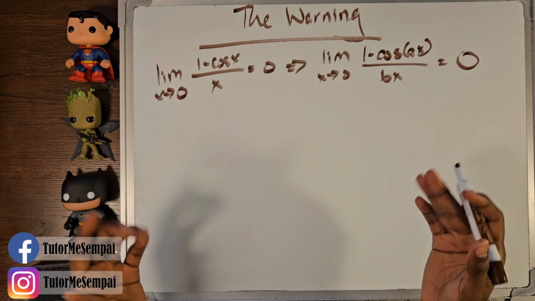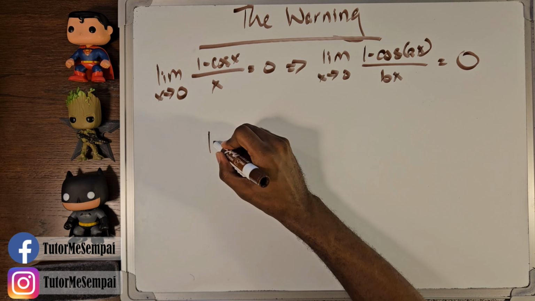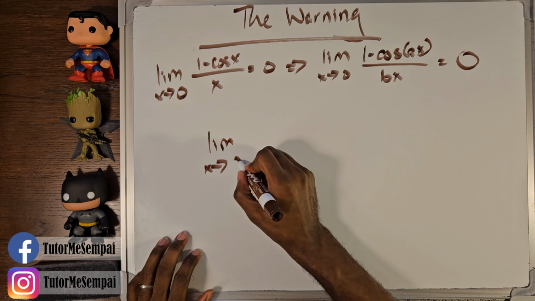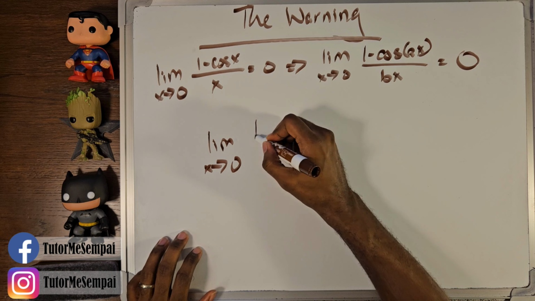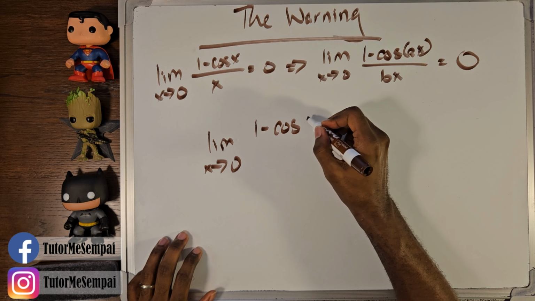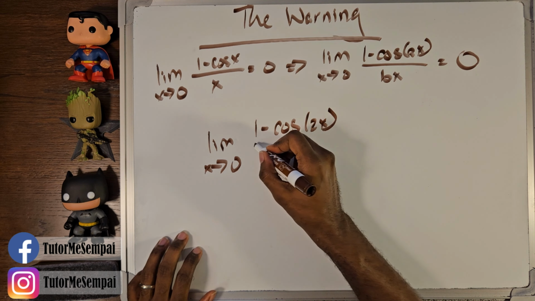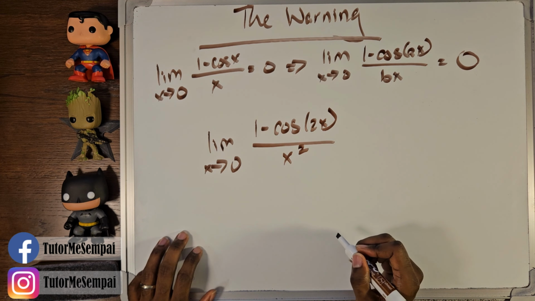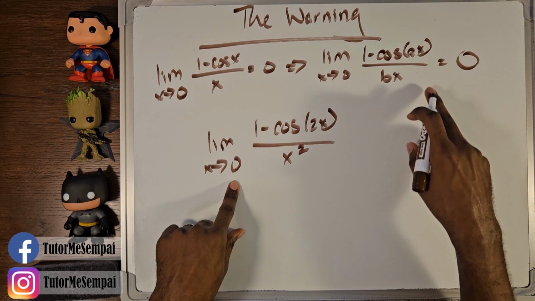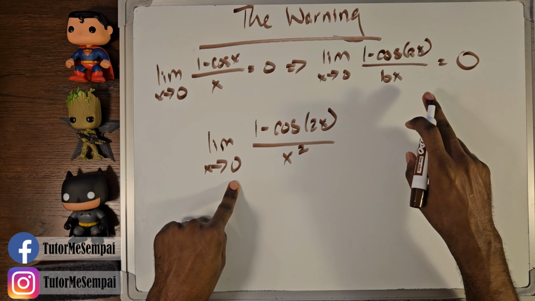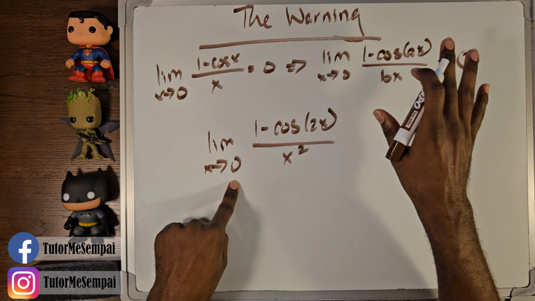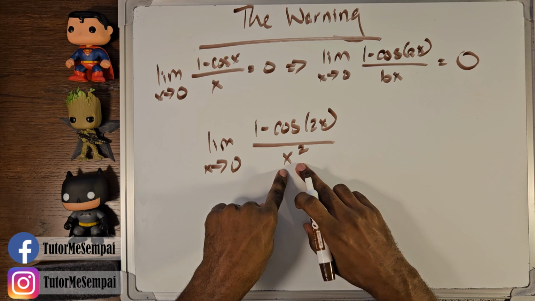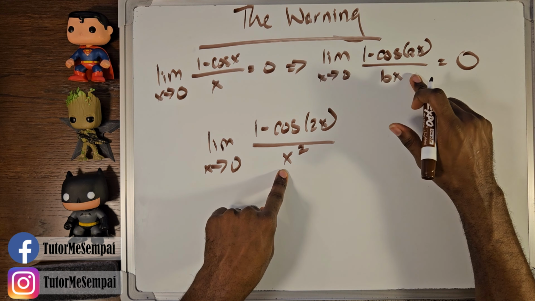Now, what do I mean by that? Well, let's say we had a question like this. The limit as x goes to 0 of 1 minus cosine of, let's say, 2x all over x squared. This looks very similar to this. However, it's not the same thing as this. This has an x squared. This doesn't have an x squared here.